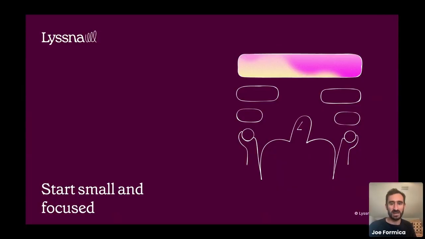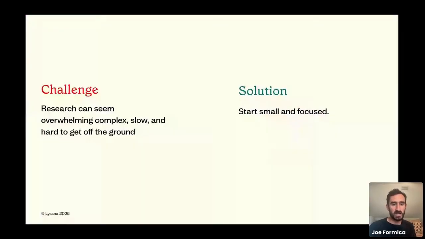So we're going to look at an example of a small, focused study that leads to a clear, actionable outcome, all with the idea of giving you some thoughts on how you can apply this to your own work to get things off the ground and maybe simplify or shrink down the scope while still keeping the effectiveness of your research. So the challenge, as I said, is that research seems overwhelming, complex, slow, and hard to get off the ground.